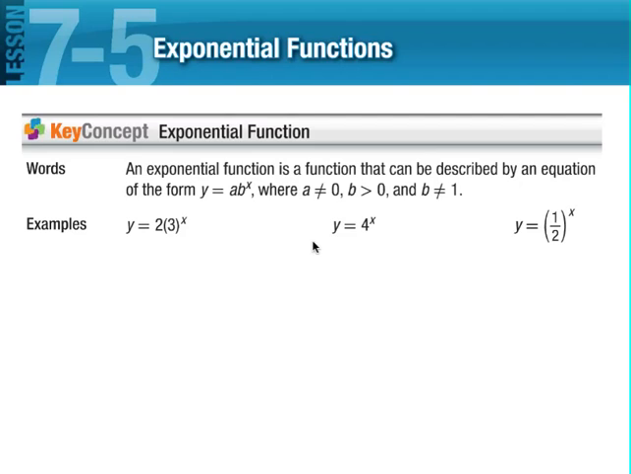And then b can't equal 1. Why couldn't it equal 1? It'd just be the same number. That's right. If I have 1 to the x, that means 1 to any power, it'd just be the same number. So these are some examples of what exponential functions look like. And so today what we're going to do is we're actually going to graph those.